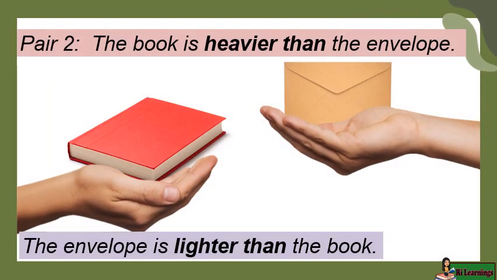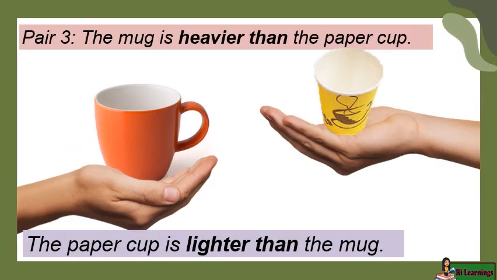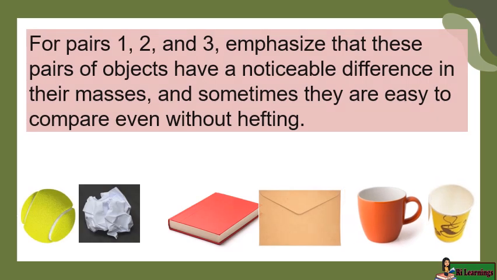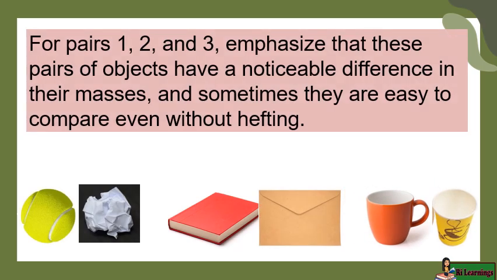Pair 2. The book is heavier than the envelope. The envelope is lighter than the book. Pair 3. The mug is heavier than the paper cup. The paper cup is lighter than the mug. For pairs 1, 2, and 3, emphasize that these pairs of objects have a noticeable difference in their masses, and sometimes they are easy to compare even without hefting.